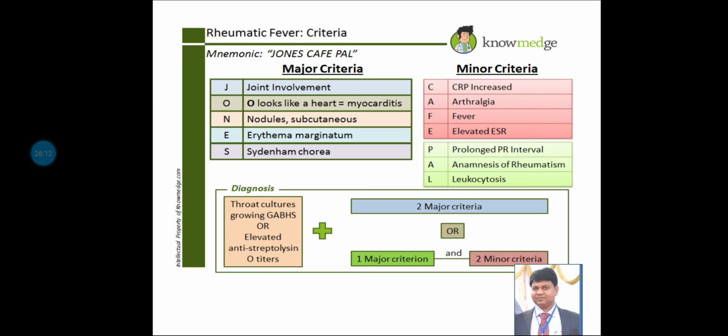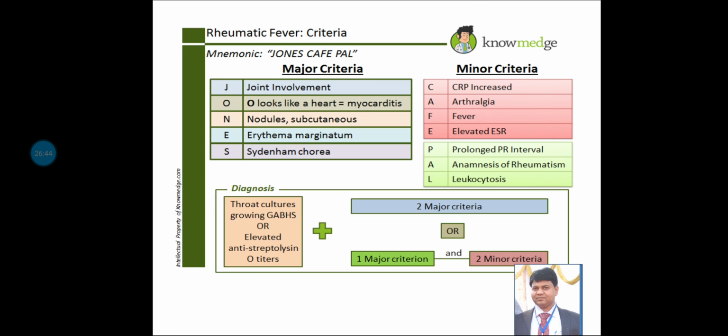So these are the Jones criteria. In this criteria there are minor criteria as well as major criteria. In the major criteria, the joints are involved, that is arthritis. The second one is carditis. Third one is the subcutaneous nodule. Fourth one is erythema marginatum, and the fifth one is Sydenham chorea. So these are the 5 major criteria.